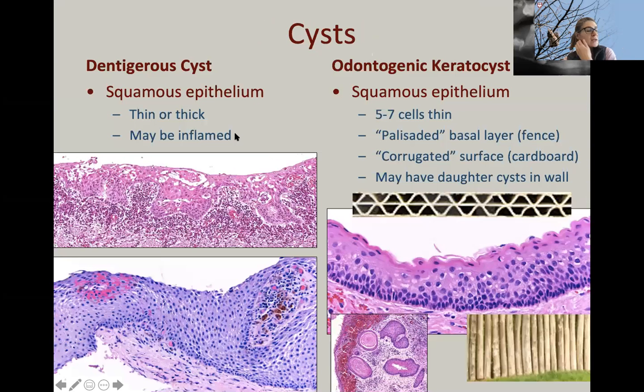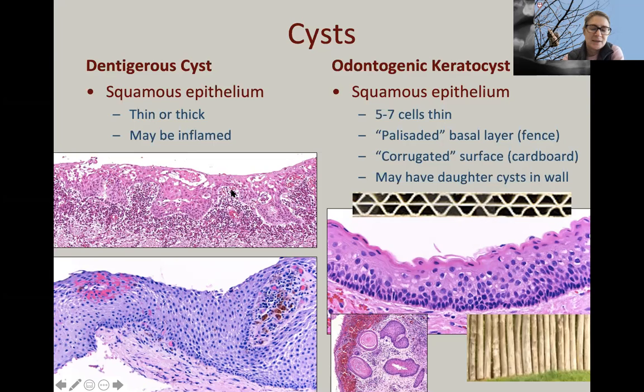Dentigerous cyst is a nondescript squamous lined cyst with stromal inflammation. This is in contrast to odontogenic keratocyst, which is also squamous, but has a very characteristic morphologic appearance, being 5 to 7 cell layers thin, having this corrugated surface, kind of rugated like cardboard. It has a palisaded basal layer, palisaded meaning the cells line up like a picket fence at the bottom here, and it has daughter cysts in the wall, which account for its high rates of recurrence. And so these need to be treated more aggressively with caustic treatment of the cyst wall in order to get rid of these daughter cysts to minimize the risk of recurrence.